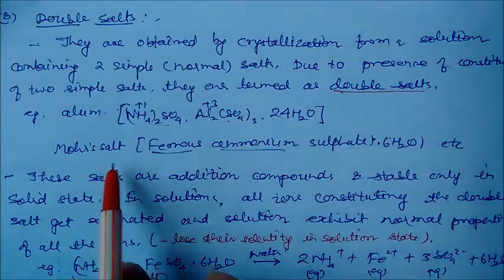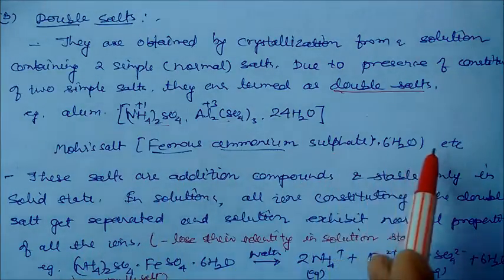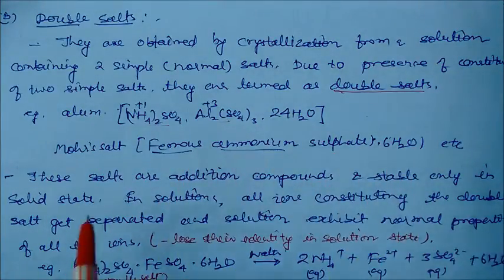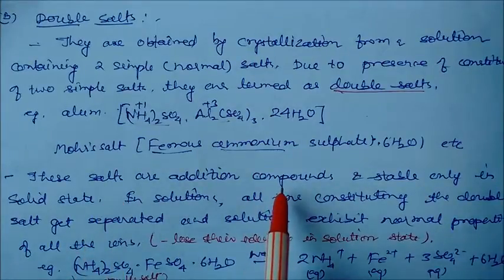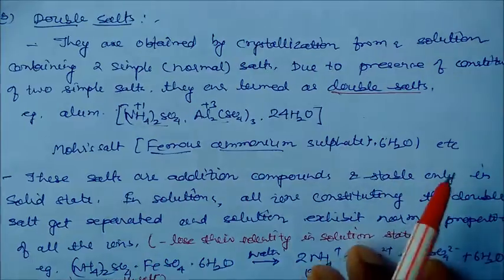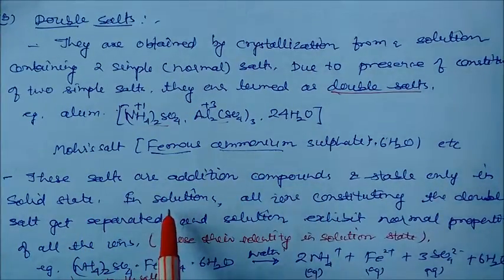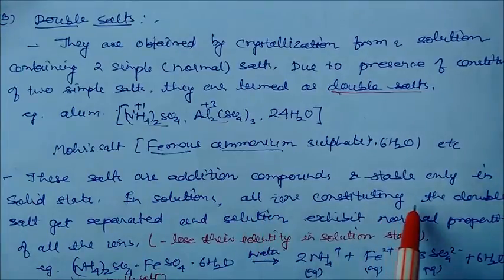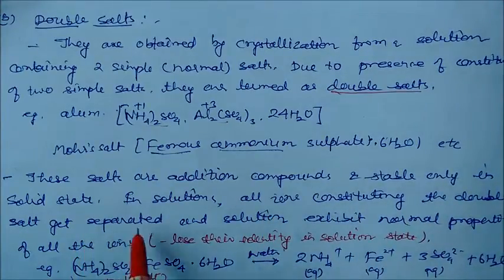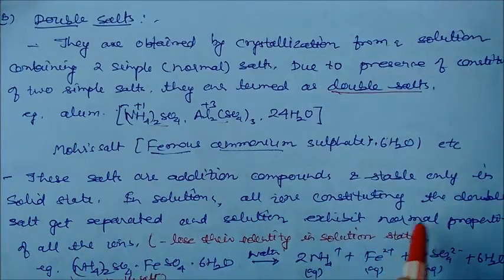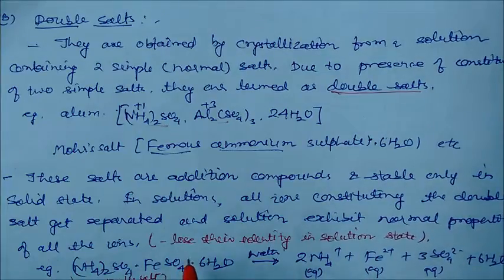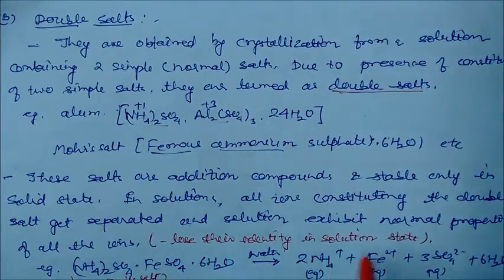So similarly, Mohr salt is ferrous ammonium sulfate 6H2O. This is also a double sulfate, and these salts are addition compounds, and they are stable only in the solid state. Just keep in mind, they are stable in solid state. In aqueous solution, they are not stable. In solutions, the ions constituting the double salt get separated, and the solution exhibits normal properties of all the ions. Means they will lose their identity in solution state.